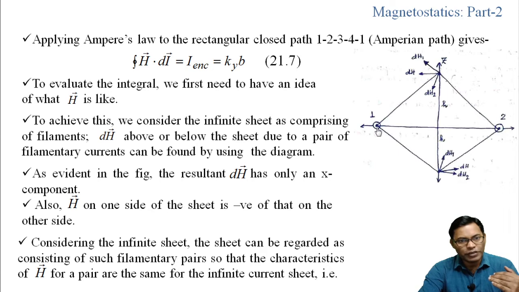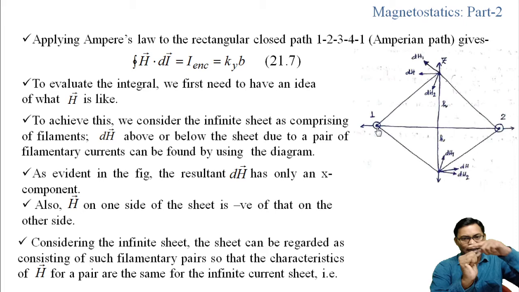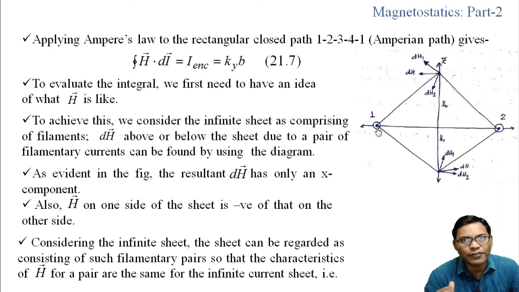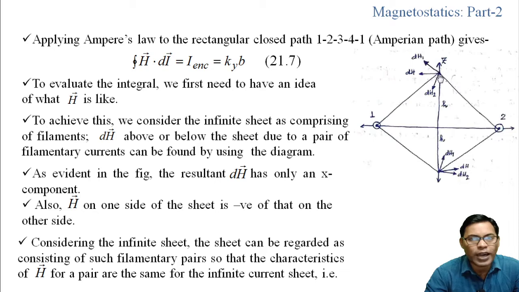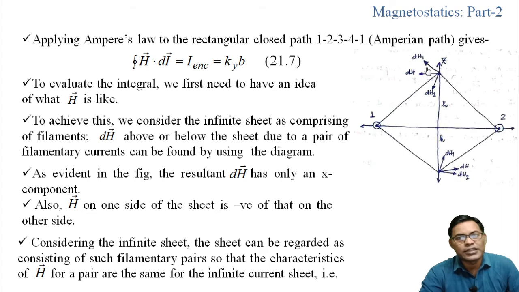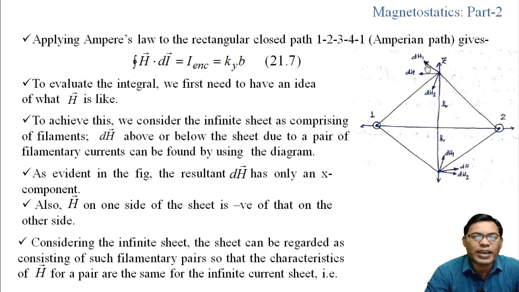So now if we consider this strip and the current is coming out of the page, then the fingers encircling this current carrying conductor will give the direction of the magnetic field intensity. So we need to draw a circle here. If we draw a circle at this particular point, which is above the sheet, the magnetic field intensity can be drawn tangential at this point, so dH1.